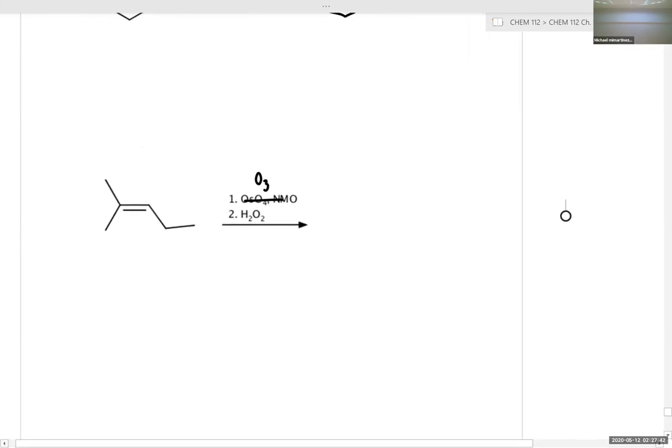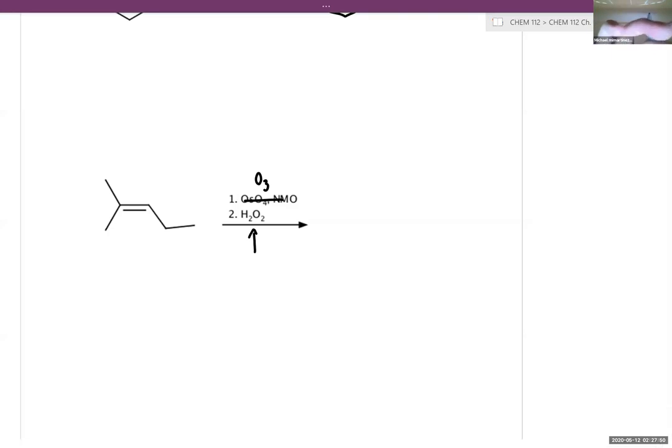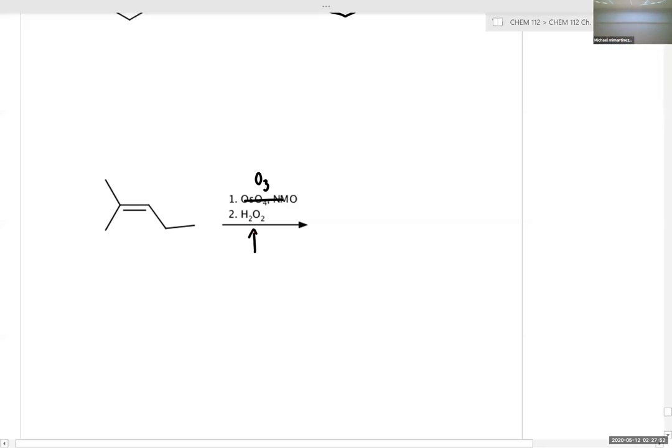So we're treating this alkene with ozone and hydrogen peroxide. Is that an oxidative or reductive workup reagent? Hydrogen peroxide. Is that an oxidizing or reducing agent? Oxidizing agent. Perfect, that's exactly right.